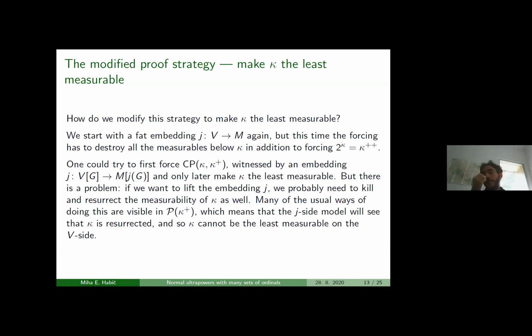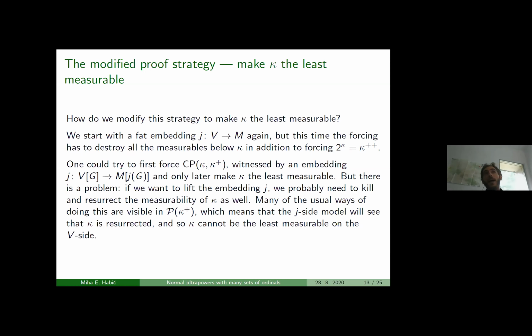But there's a tension here, right? So if you want to force the capturing property first, then you have an embedding, a normal ultrapower, that captures the entire power set of kappa plus. And then you want to lift this embedding probably to an extension where kappa is now the least measurable. So you're going to kill all the measurables below kappa.